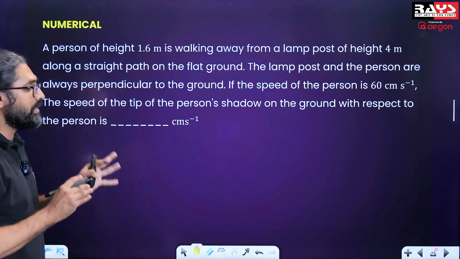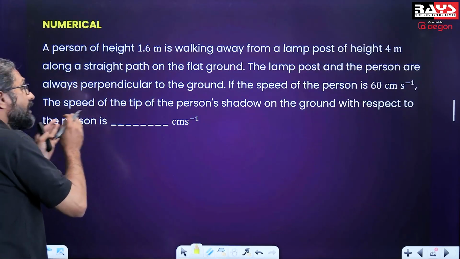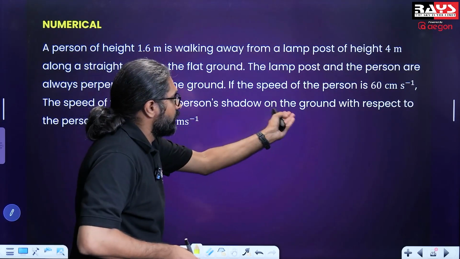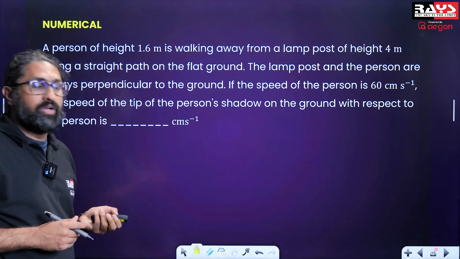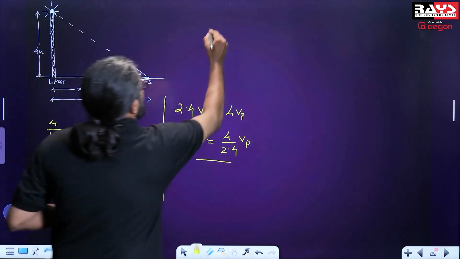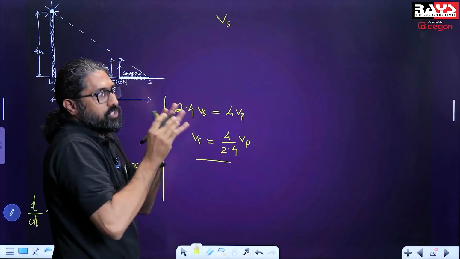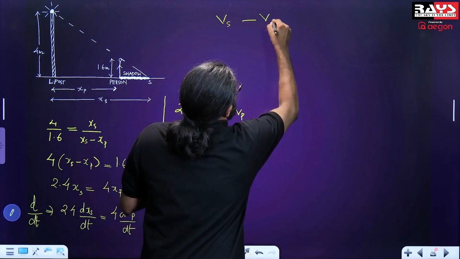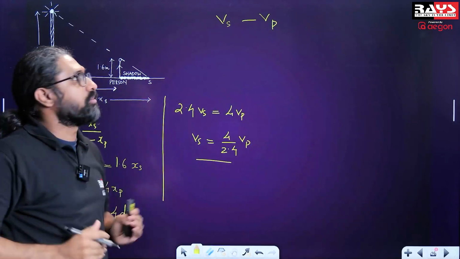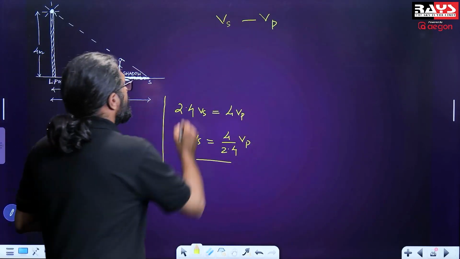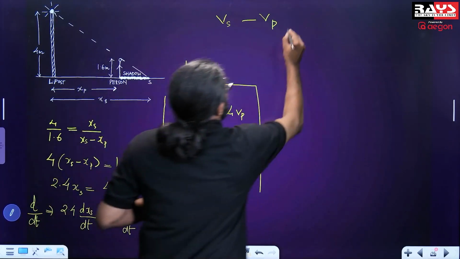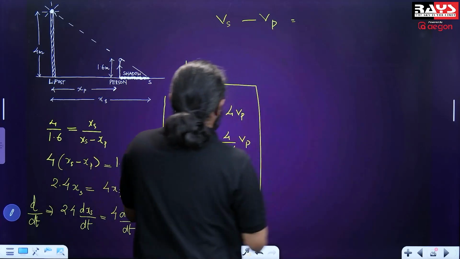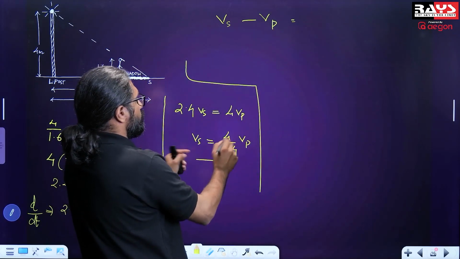Now, in the question, we are required to find out the speed of the tip of the person's shadow on the ground with respect to the person. So basically, we need vs, that is the velocity or the speed of the tip of the person's shadow with respect to the person, or vs minus vp is what we need to find out. Now, in place of vs, we'll replace vs with 4 by 2.4 vp.